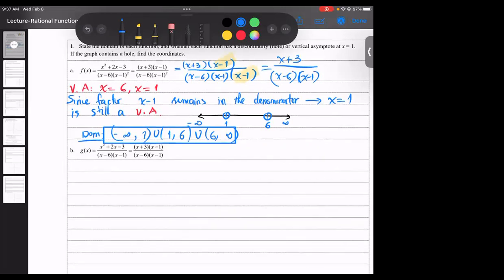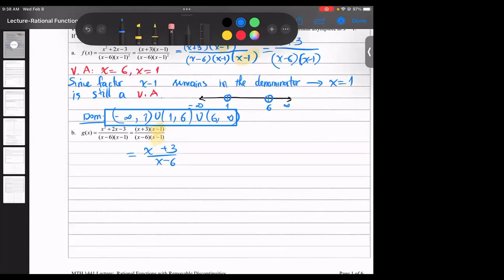1B, they already factored for us. It's the same problem. The only difference is x minus 1 is linear. It's not quadratic. So here we can cancel the x minus 1 on the top and the x minus 1 on the denominator. So my reduced function will be x plus 3 over x minus 6.